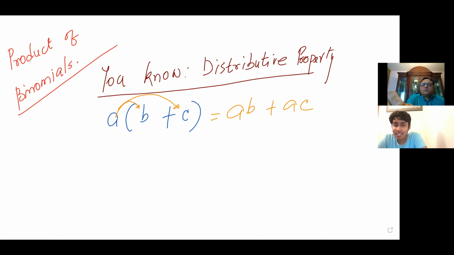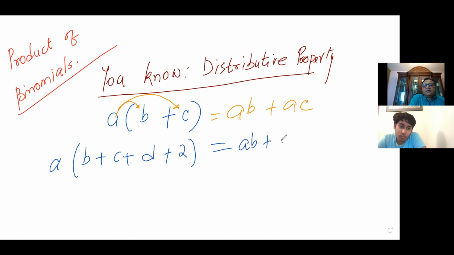So if there are more terms, you could also multiply them all using the same thing. For example, if I have A times B plus C plus D plus maybe some other number, let's say 2. If I do that, what I get here is AB plus AC plus AD plus 2A. Now, it is always good to write the numbers first and then the variable. And when we write the variables, we'll write them in alphabetical order. It'll be easier for us to combine the like terms. Is that okay? Yes, sir. So when you do this, maintain order.